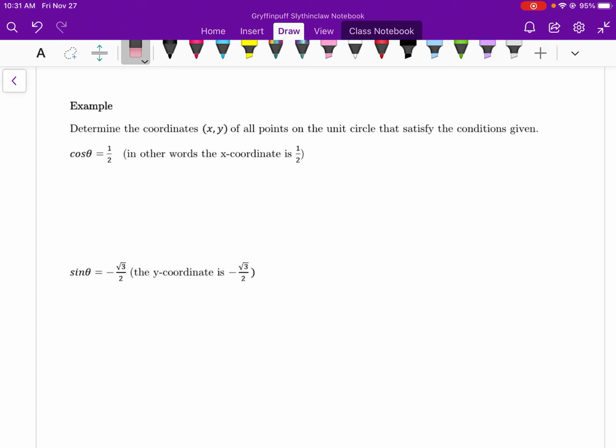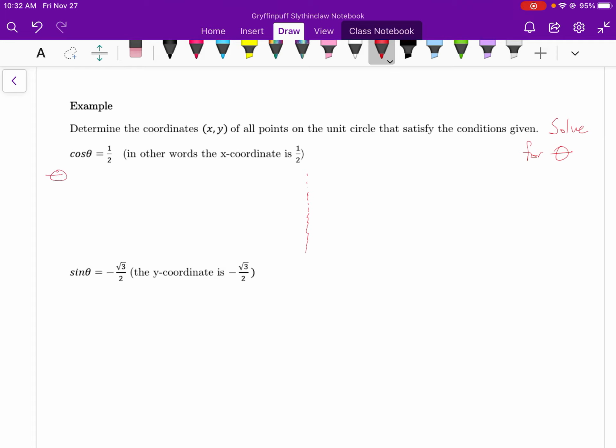To finish off the lesson, we're going to do an example. Determine the coordinates x and y and all the points that satisfy it on the unit circle. Normally, stated in other ways, we can say solve for theta. So we're going to solve for theta, where cosine theta is equal to 1/2. In other words, I'm looking for theta or thetas that have a cosine value of 1/2.